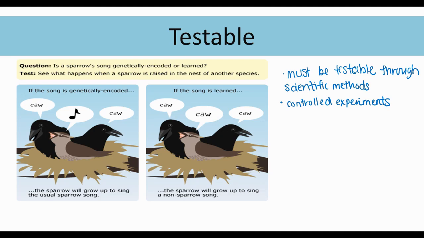So a way you can test that is that you put a sparrow to be raised by birds that aren't sparrows. If the baby sparrow grows up and sings the usual sparrow song, then you can say that the song that a sparrow sings is genetically encoded. However, if the song is learned, then the baby sparrow will grow up to sing the same song as the birds that raised it and not the sparrow's song. So that is a good test. Science is also tentative, which means that it is subject to change.